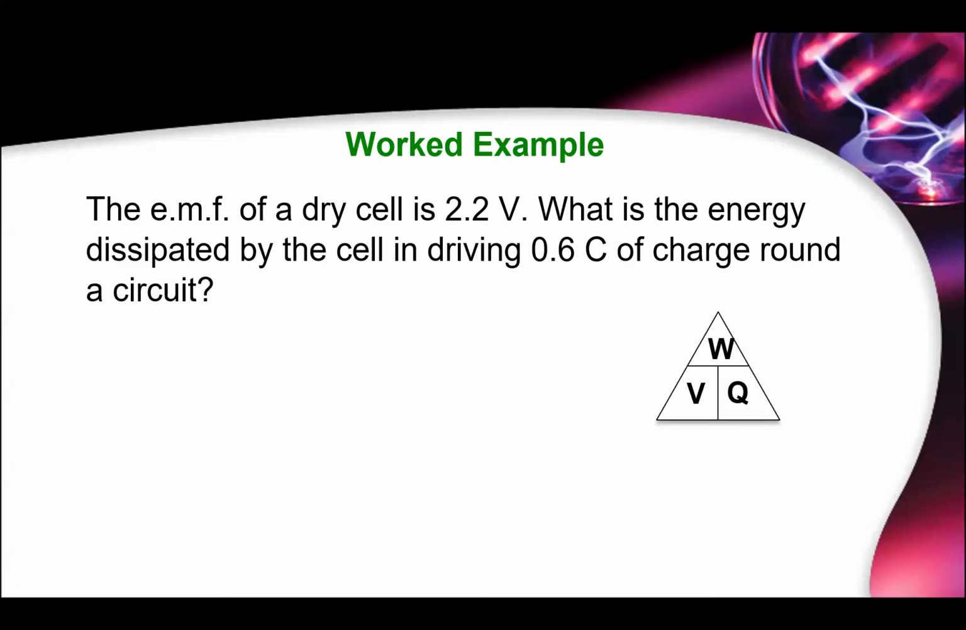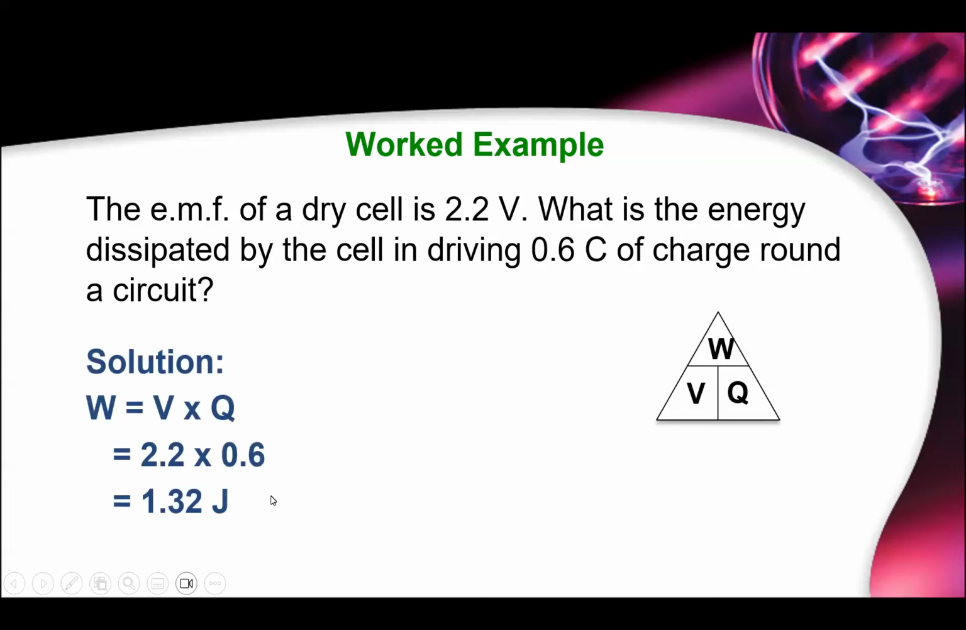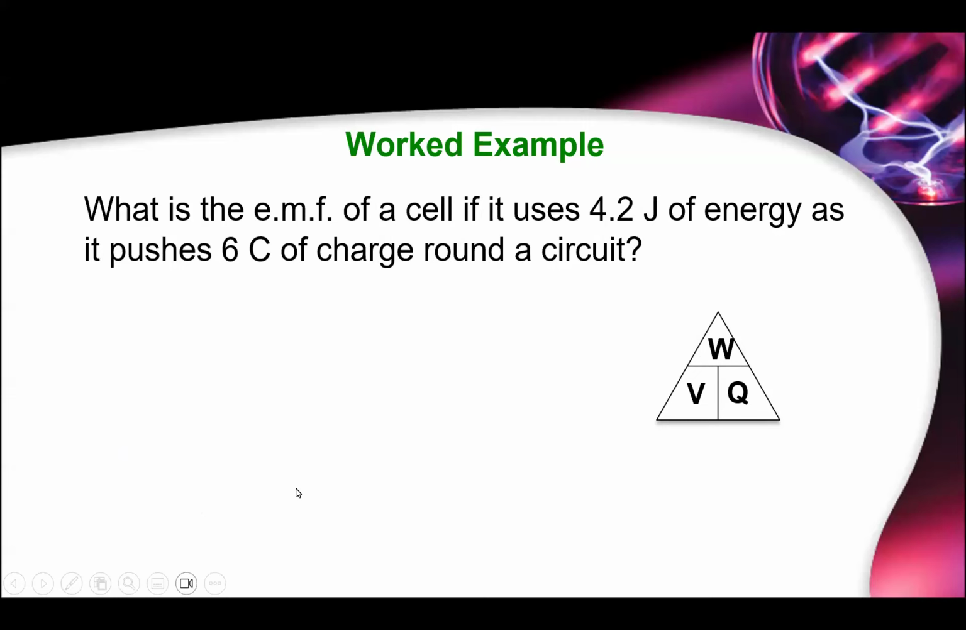The EMF of a dry cell is 2.2 volts. What is the energy dissipated by the cell in driving 0.6 coulomb of charge around the whole circuit? Okay, so I am interested in energy, which is also work done, which is W. So W is V times Q, so it's 2.2 times 0.6. I get 1.32 joules. Okay, the energy or work done.